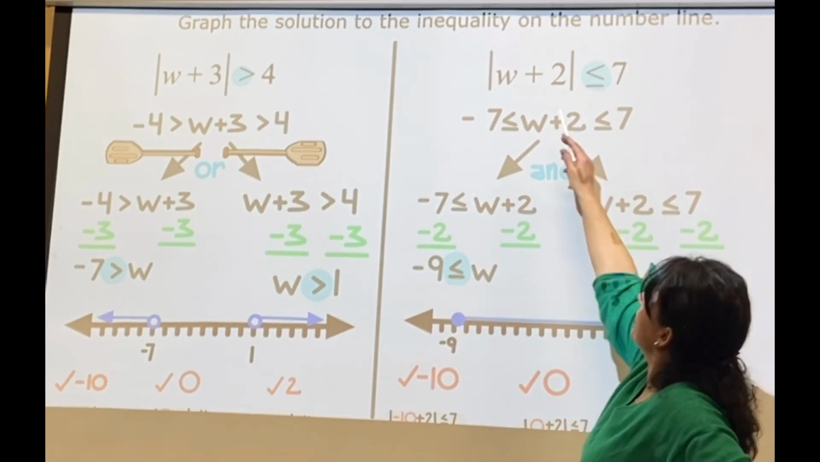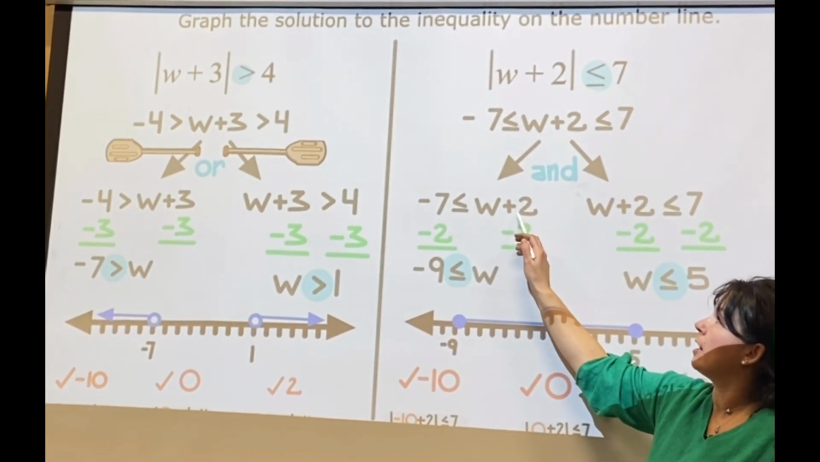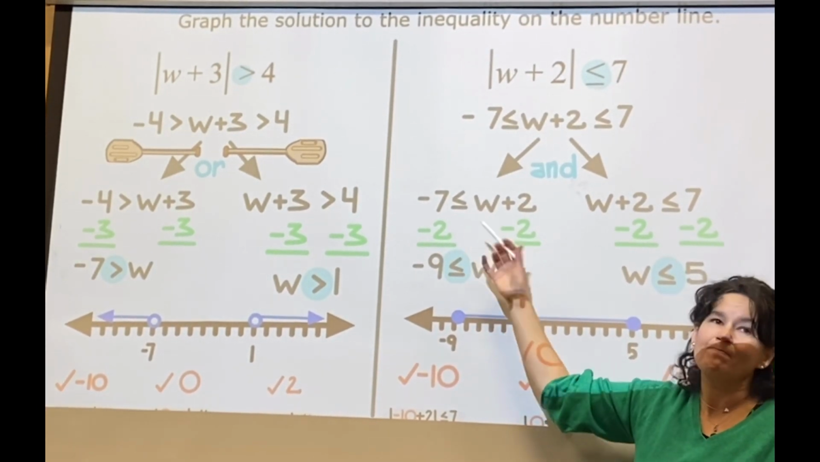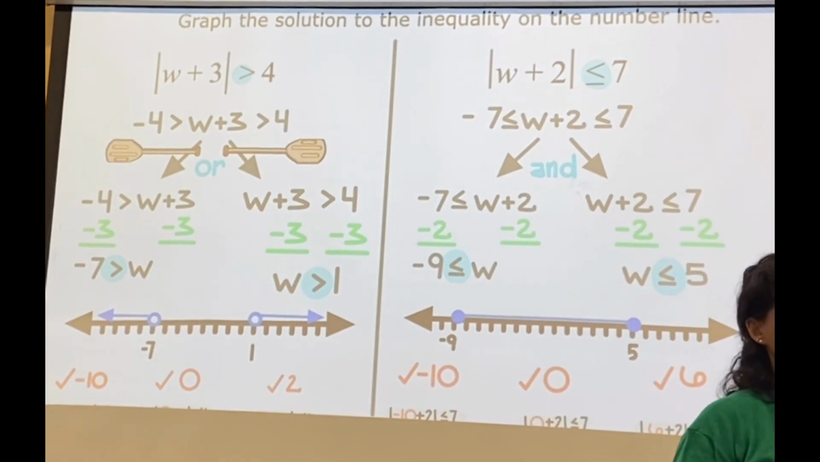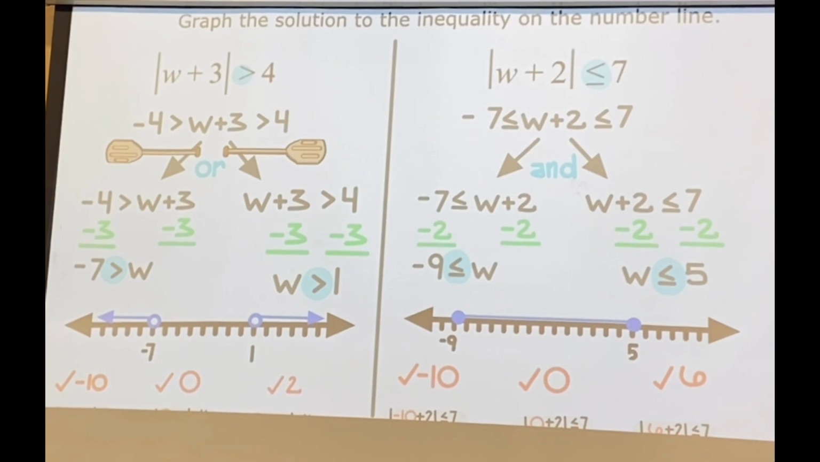With subtraction like here, then to get this by itself, we would add 2. And if I had multiplication, you would divide. If you had division, you would multiply. But yeah, it would be the same.